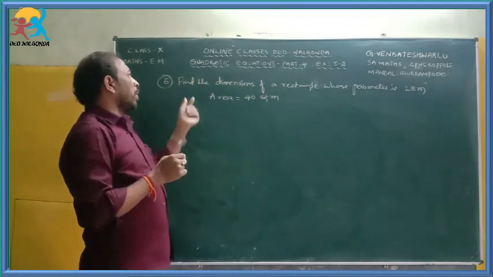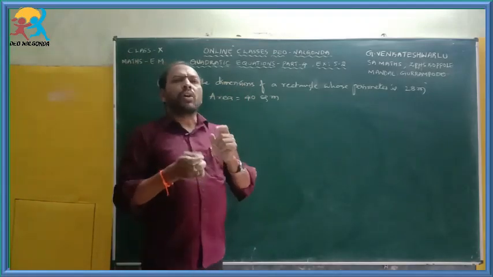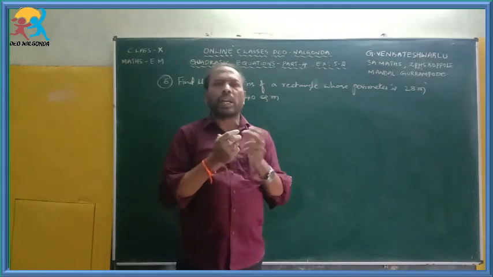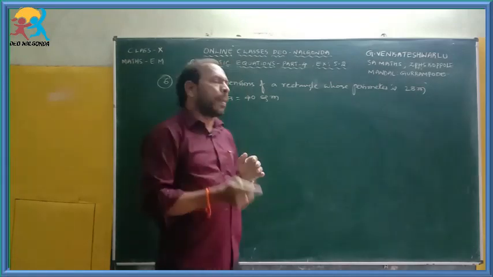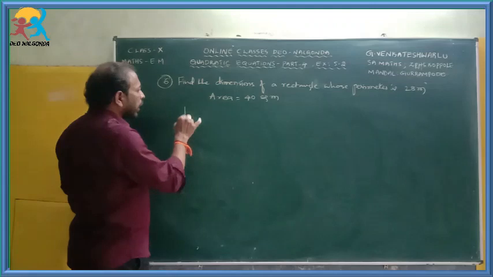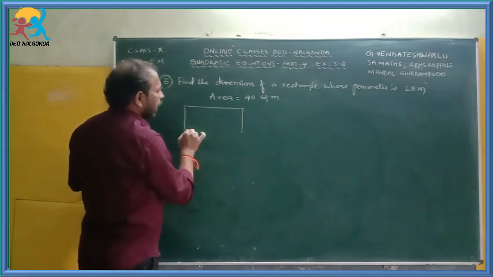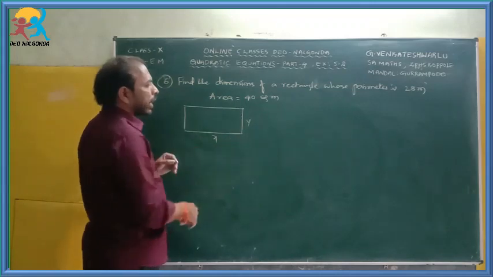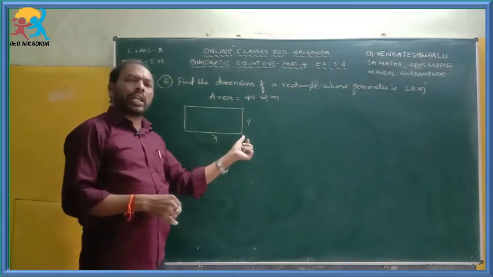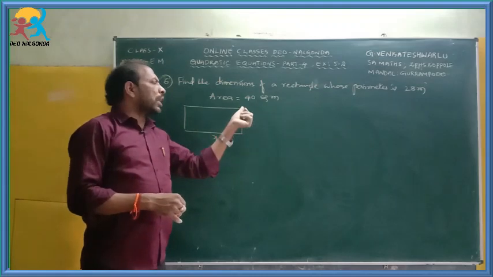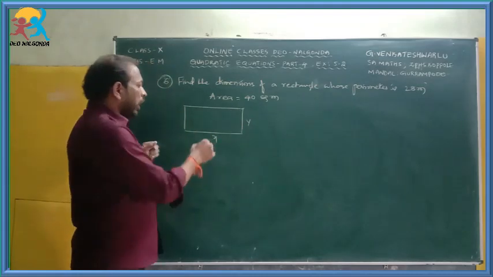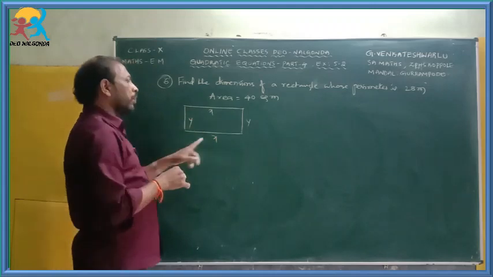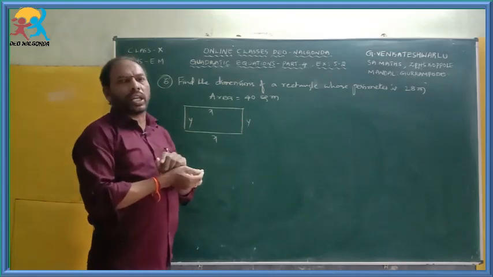So what is given in the problem? Find the dimensions of a rectangle. He is discussing the rectangle. Here it is a rectangle. Length is taken as x and its breadth is taken as y. Length of the rectangle is x, breadth of the rectangle is y. In this rectangle, the lengths of opposite sides are equal.